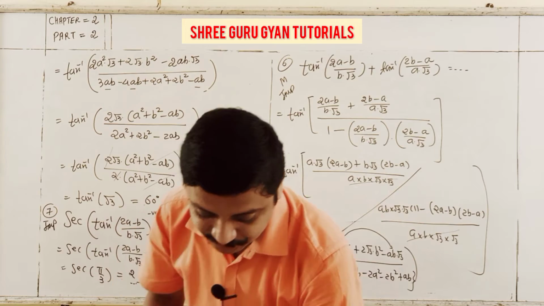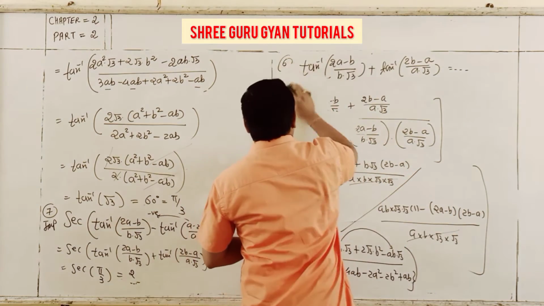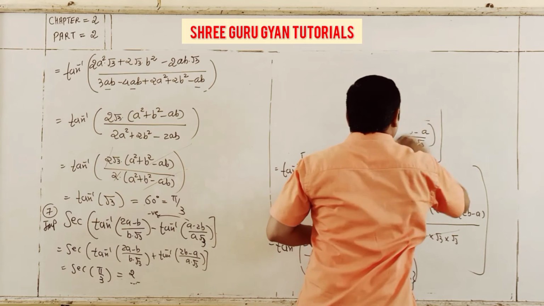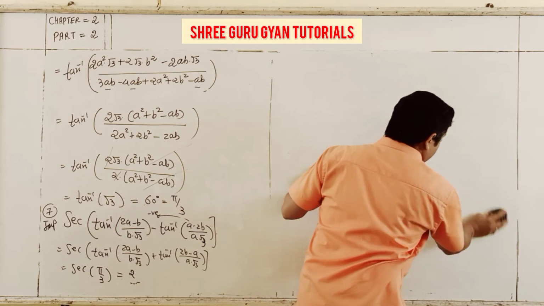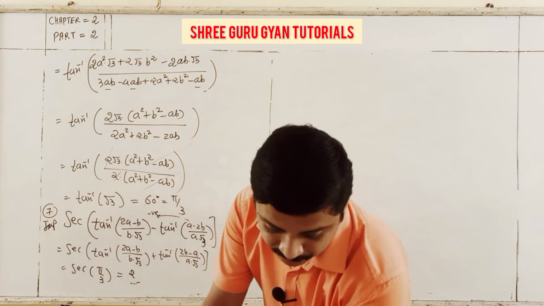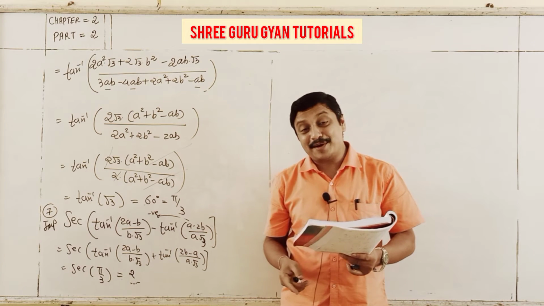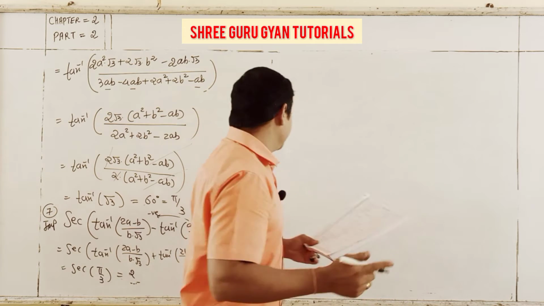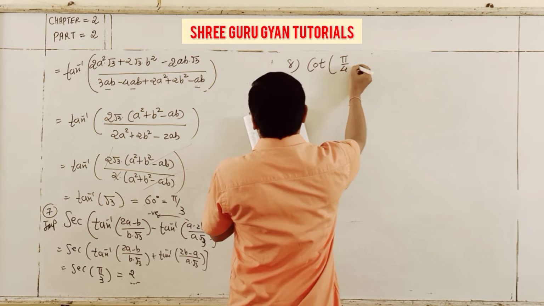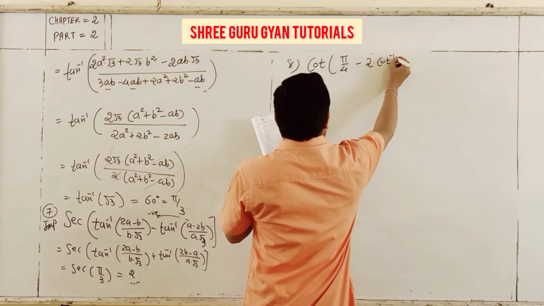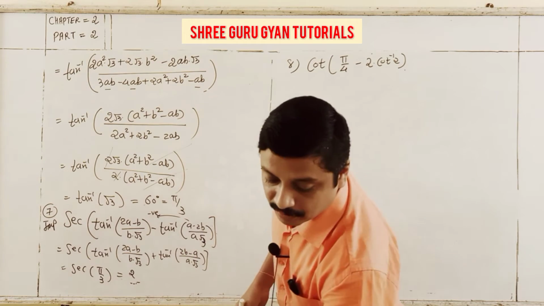Now moving towards the next one. Question number 8. Continue going ahead to the 8th one. Now the 8th is also asked many times in our MHT-CET. Yes, 8th one: cot of (pi by 4 minus 2 cot inverse 2). Yes, cot inverse 2. So very easy.